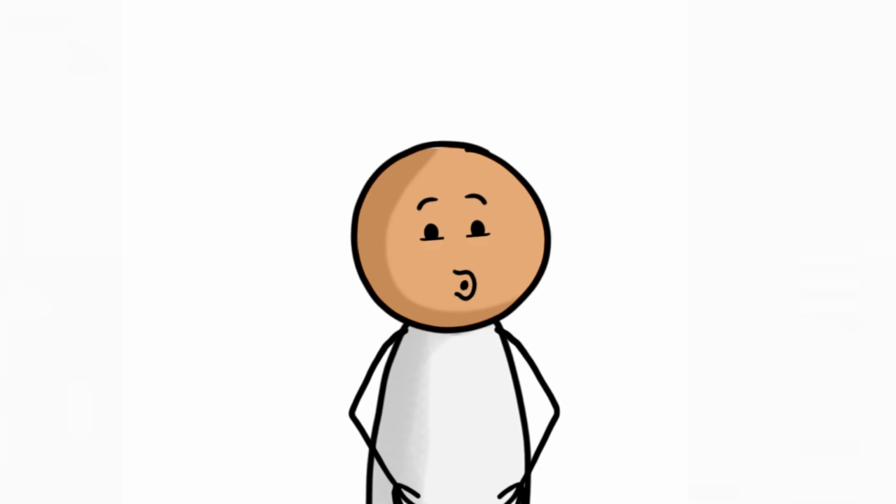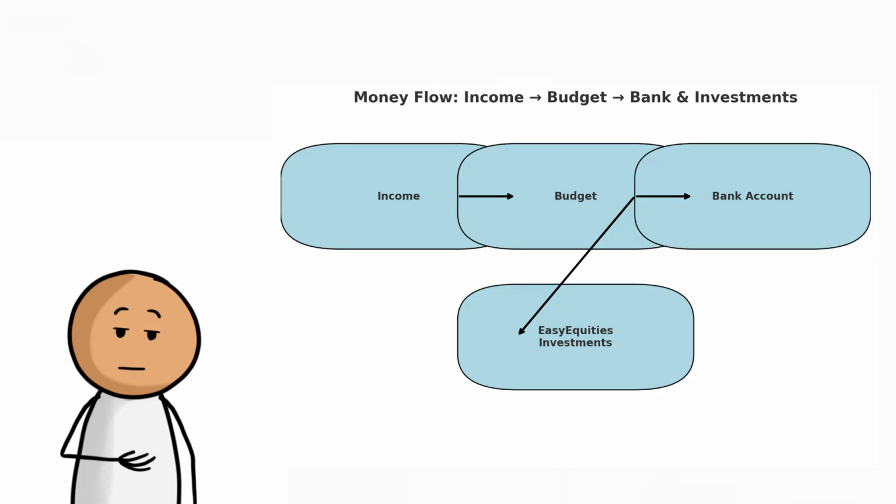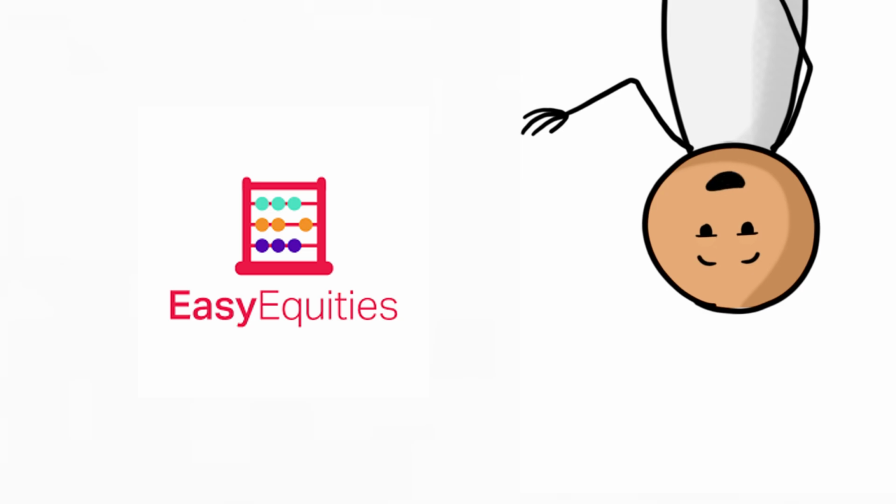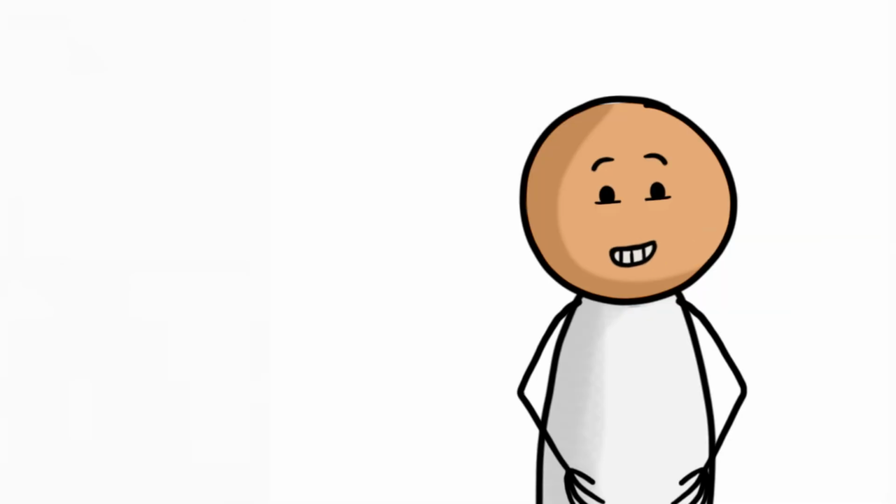My number one app I use is my banking app. This is where most of my money goes, and each month I distribute from this to my Easy Equities account. Easy Equities is the app I use for investing. We will get back to this later in the video though.